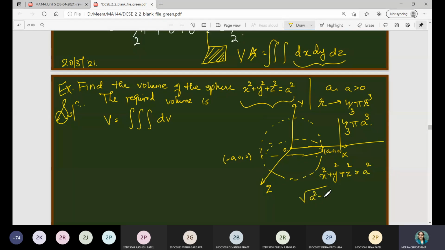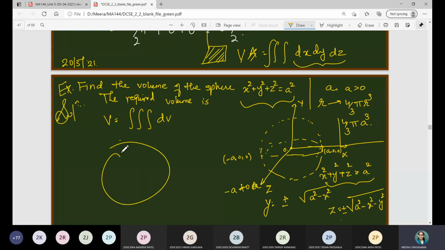a square minus x square plus and minus, that will be the limit of y. And where will z vary? It will vary from, you can determine this from the equation, that z will be varying from plus and minus square root of a square minus x square minus y square. So these are the limits of z, these are the limits of y, and the x limit will be from minus a to a.